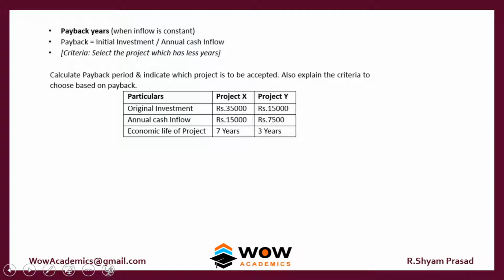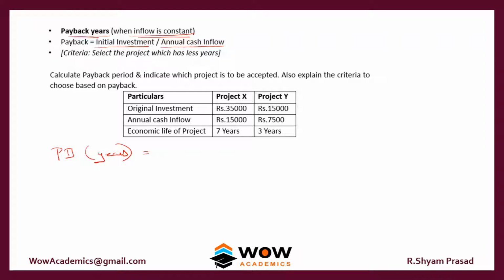So we'll start with the payback method. We'll see how this works. There are two ways to do it. The first method is when cash inflows are constant, then you can use this method. The formula works like this: payback equals initial investment divided by annual cash flow. The answer that you will get is payback in years.